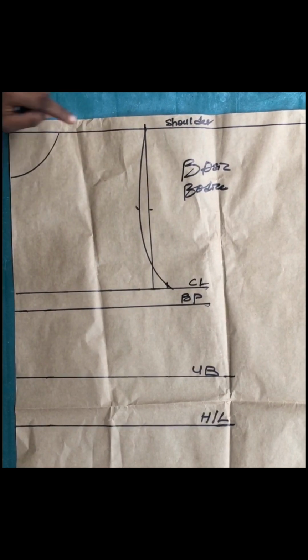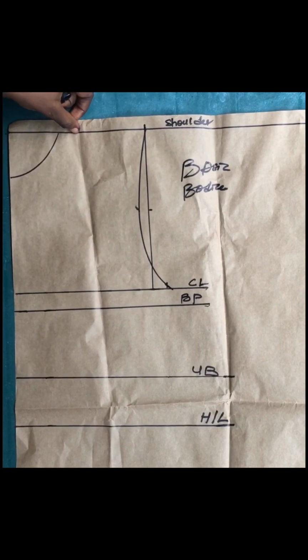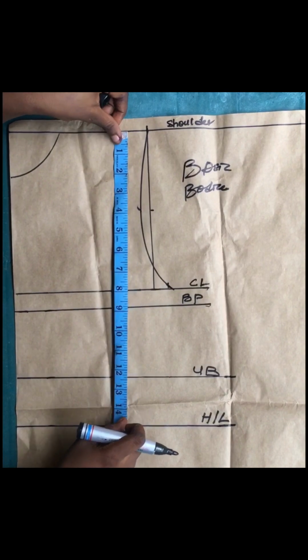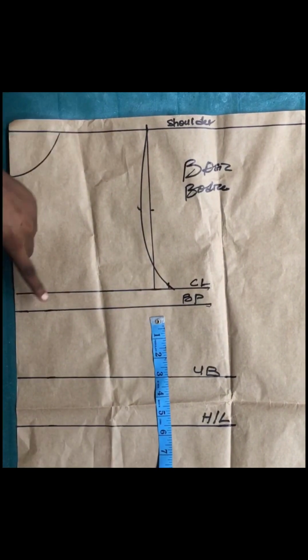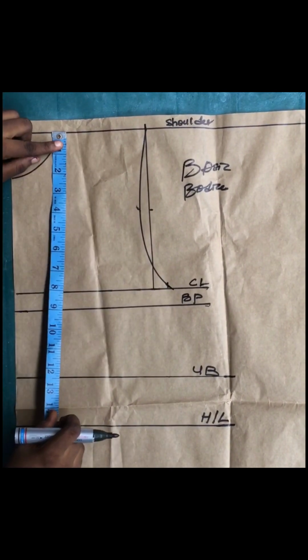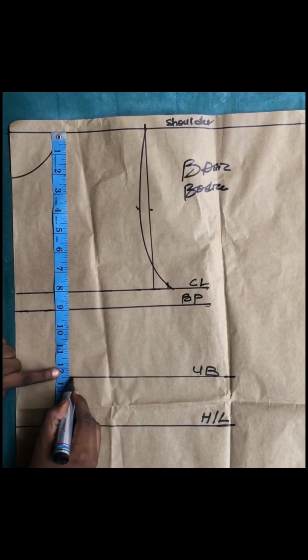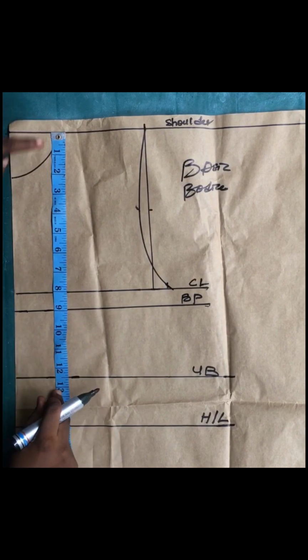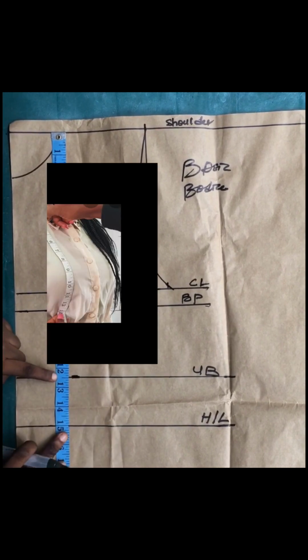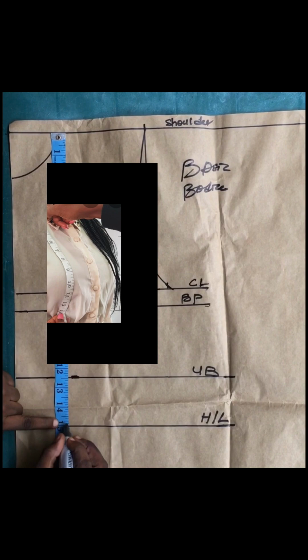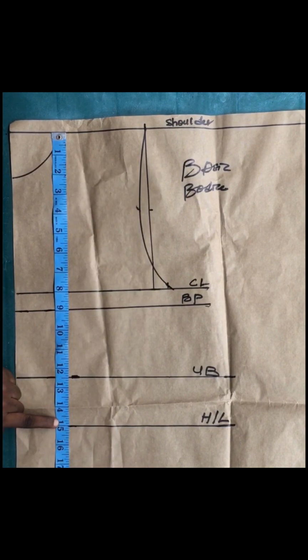So having explained all of that, I'll just start by explaining what each of these lines stands for, in case you're not familiar with that. Now the first line you see there is my shoulder line. Then from my shoulder to the line labeled CL is my chest line. From my shoulder to the line labeled BP is my bust point. From my shoulder to the line labeled UB is my under bust, and from my shoulder to the line labeled HL is my half length. I hope that is clear enough.